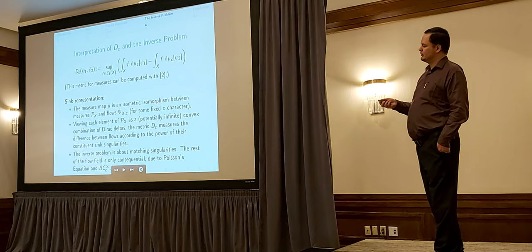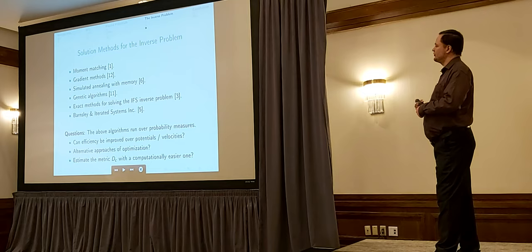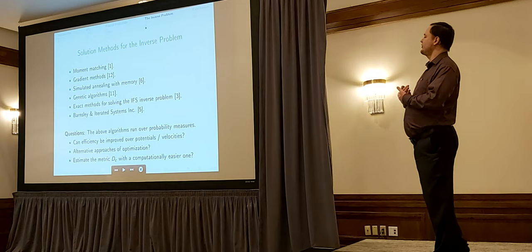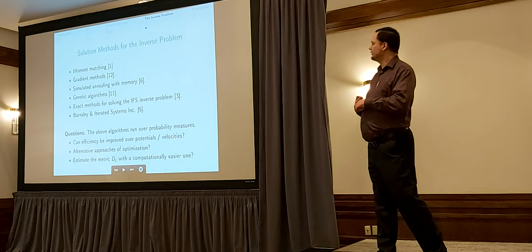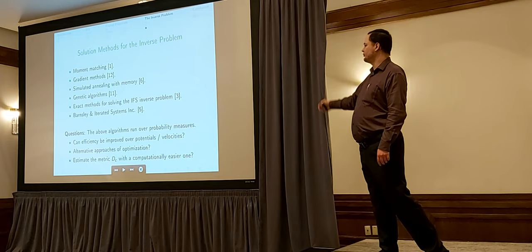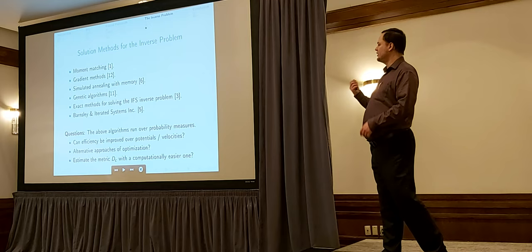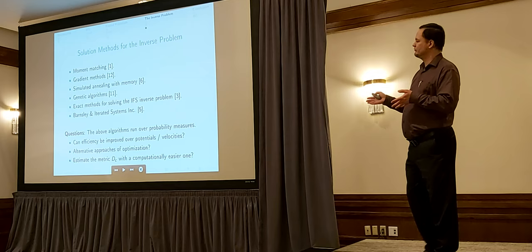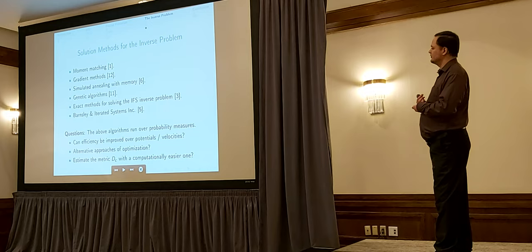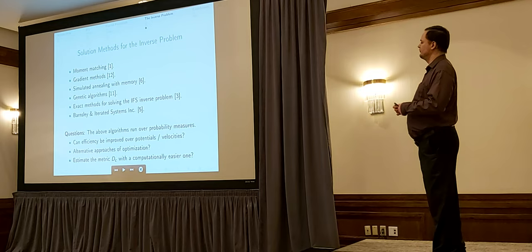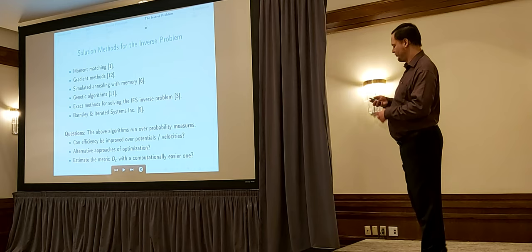So the standard solution methods in the literature for resolving the inverse problem are moment matching, gradient methods, simulated annealing, and genetic algorithms. These have been tried computationally and are described in the literature. The above algorithms run over probability measures. So I'm suggesting adaptations here to potentials, so perhaps the efficiency can be improved if they are applied specifically to these classes of functions.